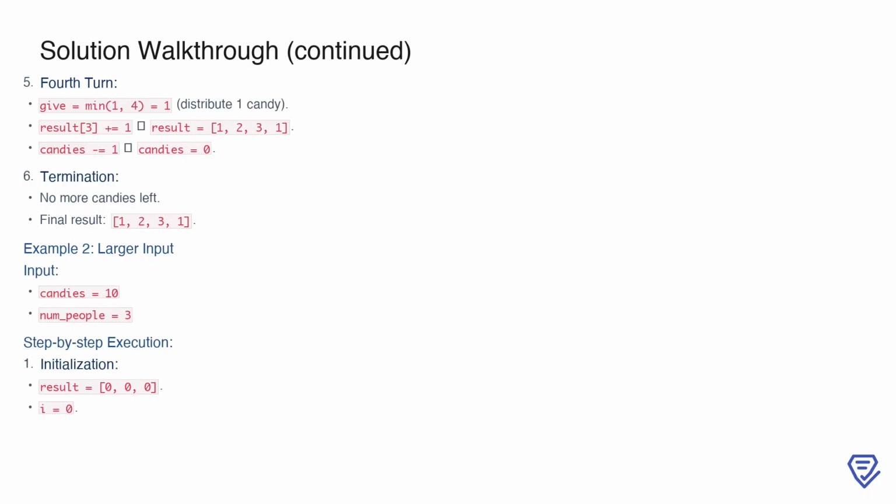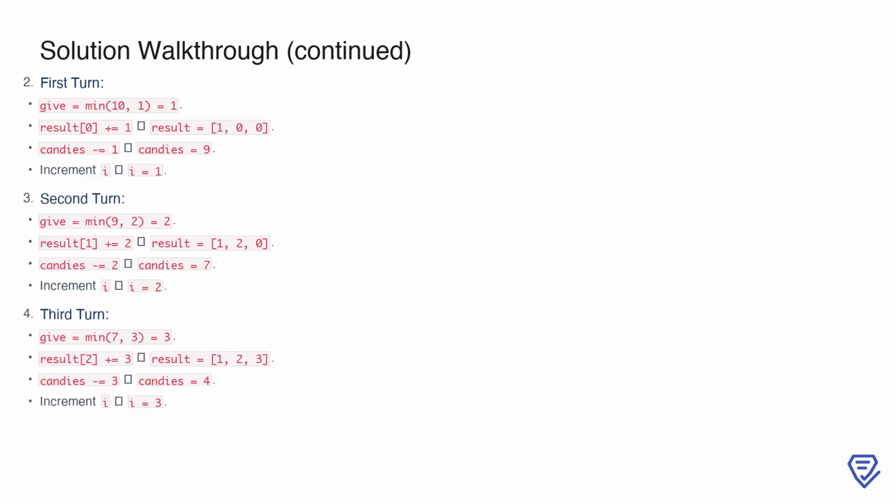We initialize the result array as 0, 0, 0, and start distributing candies. The process will follow the same logic as before, increasing the amount given in each turn while ensuring we don't exceed the remaining candies. In the first turn, we calculate give equals min(10, 1) equals 1 and distribute 1 candy to the first person, updating result[0] to 1 and reducing candies to 9.